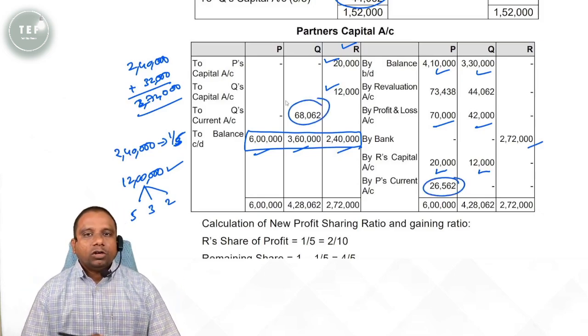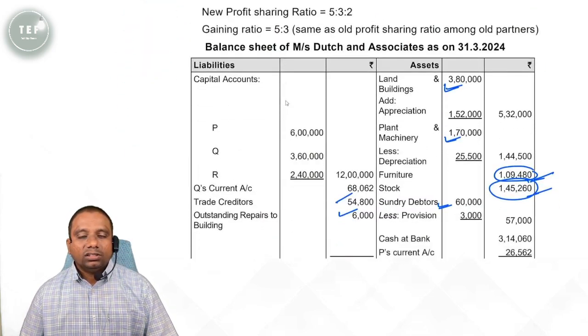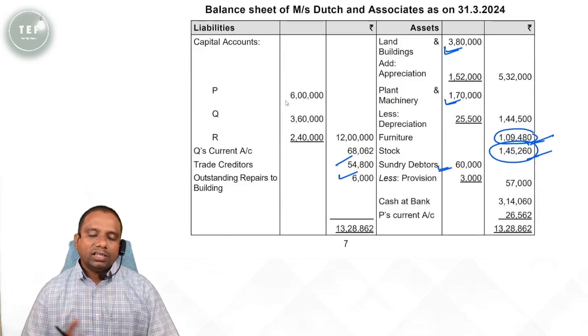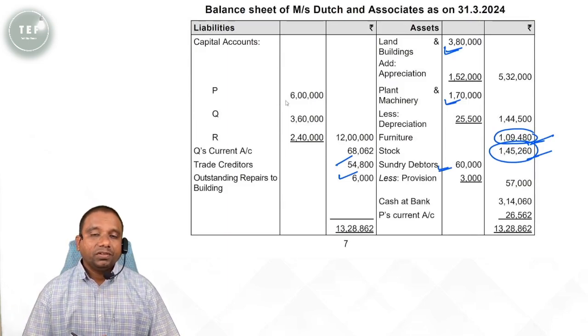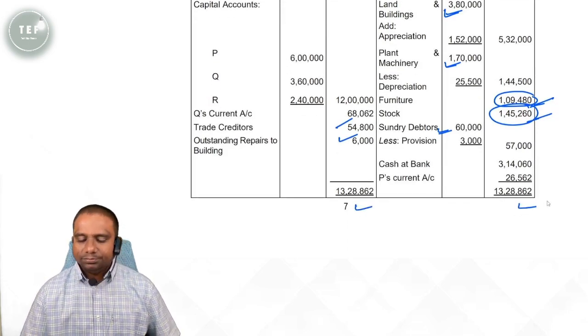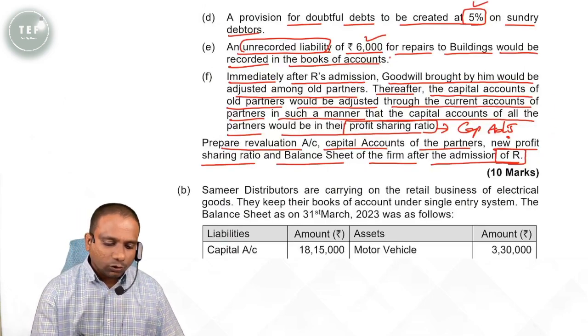Is it clear? Now this current account balance and capital account balance show on the liability side of the balance sheet. Observe. If the current account is showing a debit balance, it goes on the asset side. If it is showing a credit balance, liabilities side. Clear, students? Now balance sheet total. This is our admission of partner. Hope you understood. Next one.